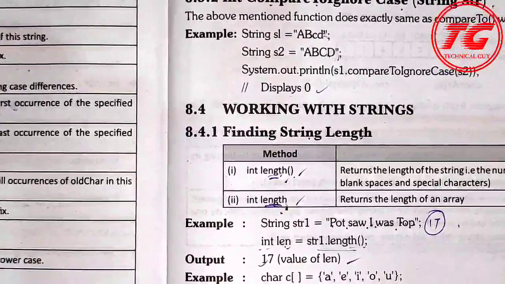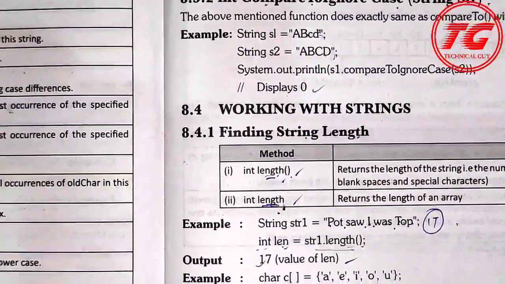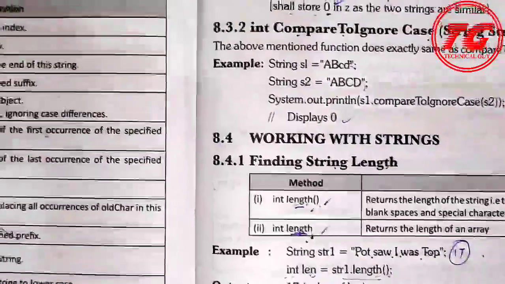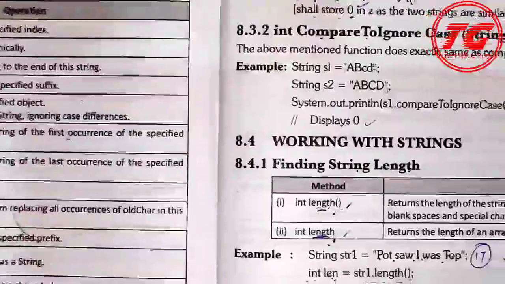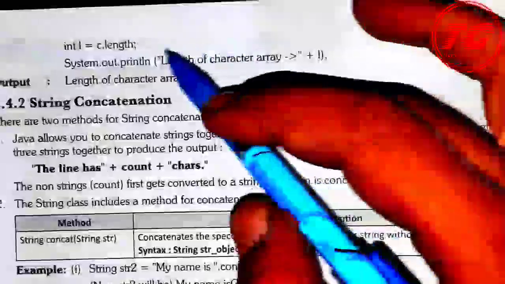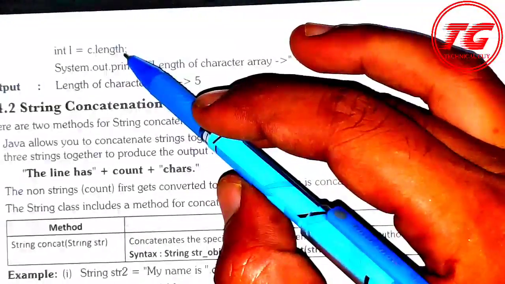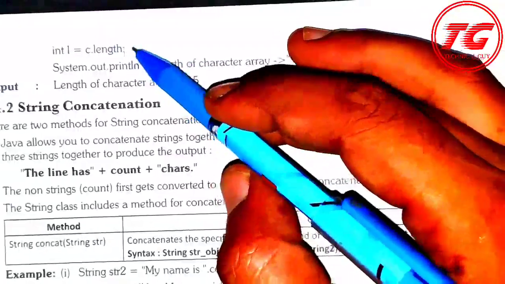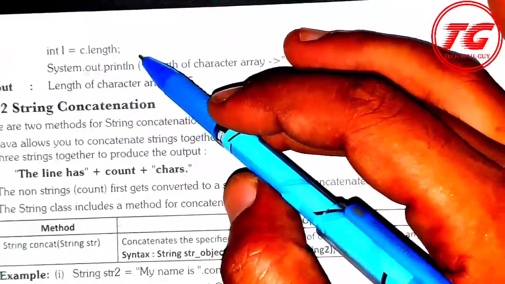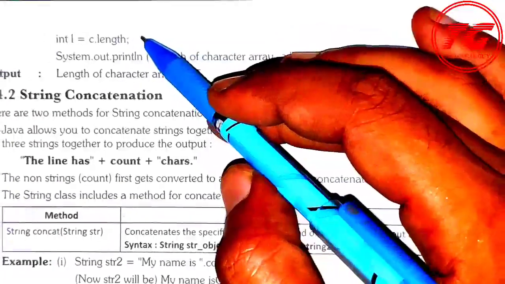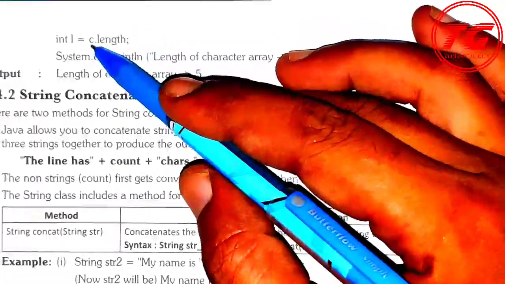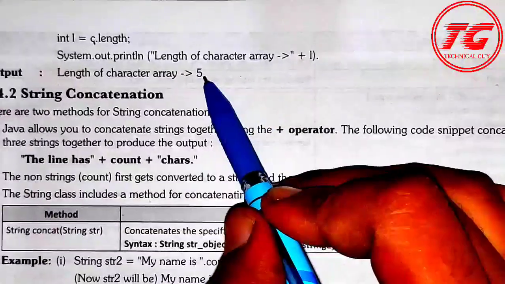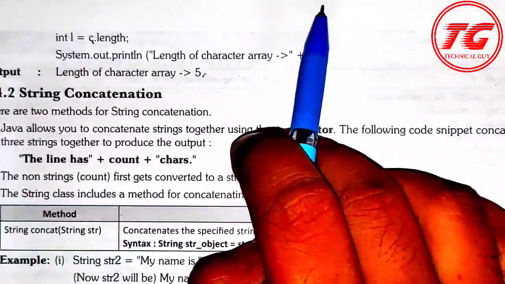So here we have a character array C, a single dimensional array, and the elements are A, E, I, O, U. All are characters. So here we will check the length of this array. C is an array, so that's why they have used the length property, not a method. You can see they are not putting parentheses, because with parentheses it is a method of string, but without parentheses it is a property, and a property can be used with an array only because C is an array. So it will display the length of the array is 5, as the array contains 5 characters.